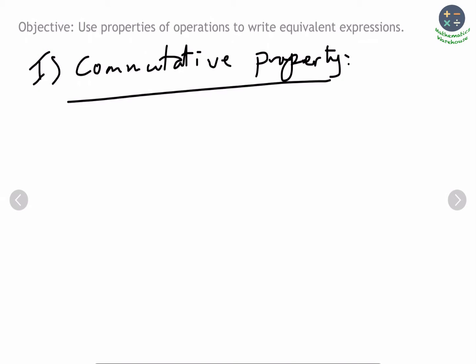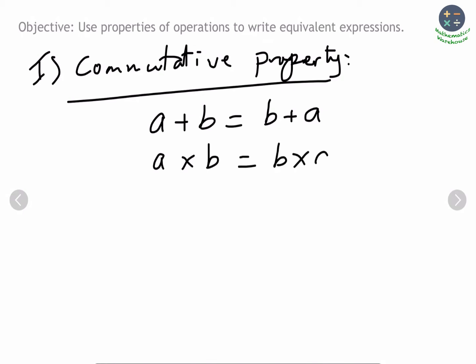But this doesn't work with division or subtraction. You know 5 minus 2 equals 3, but 2 minus 5 is negative 3. They are not equal. Also, 5 divided by 1 equals 5, but 1 divided by 5 is 1/5, so they are not equal. So we can say a plus b equals b plus a for any two numbers. Also a times b equals b times a. This is the commutative property for addition and the commutative property for multiplication.